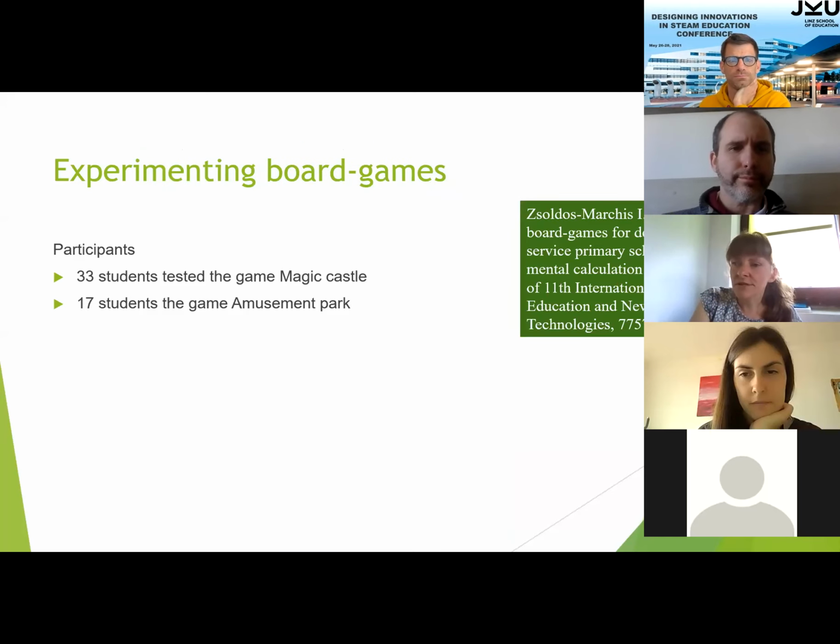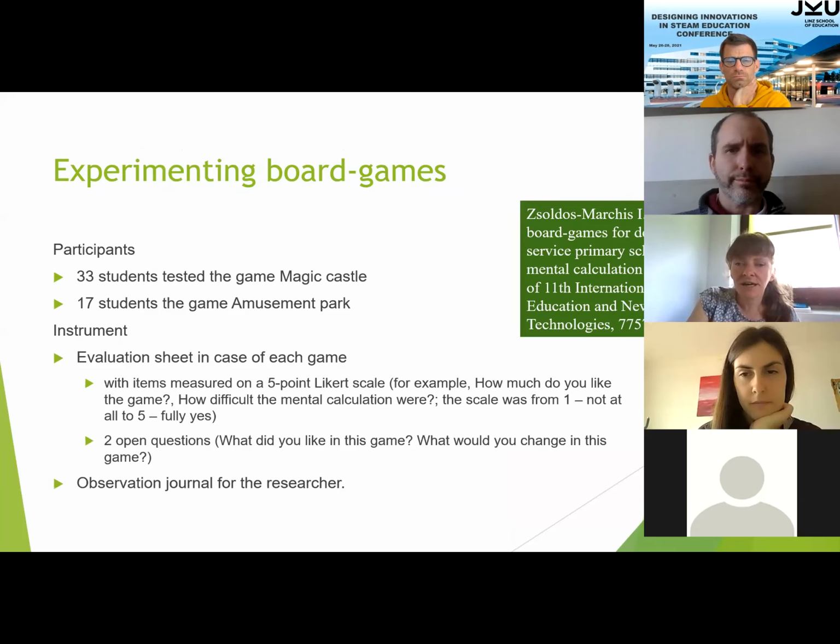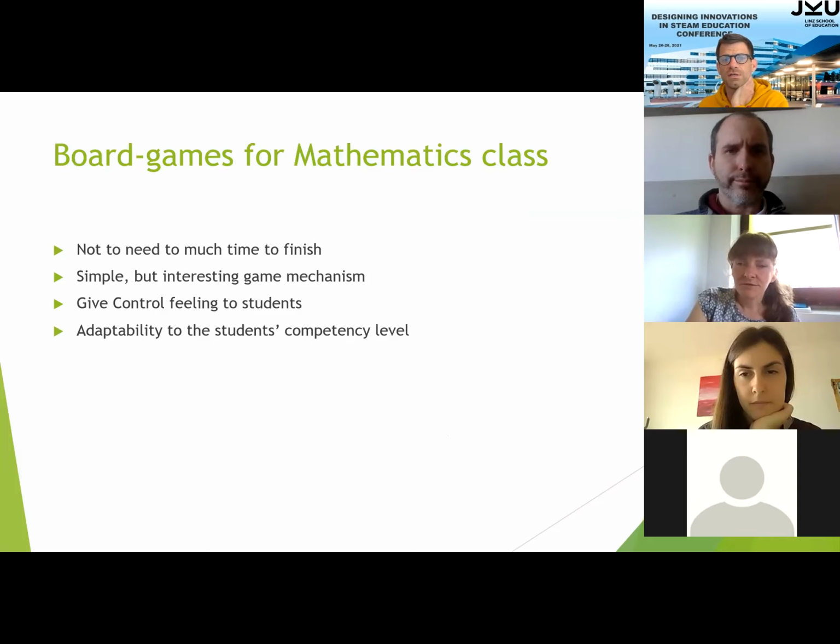We also had an experiment with students. Actually, more students participated, but these students participated in an organized experiment, and they got evaluation sheets, and also I observed the problems during the games. I think these kinds of experiments are very important to have a good game. What I observed is that the time in which the game can be finished is important.